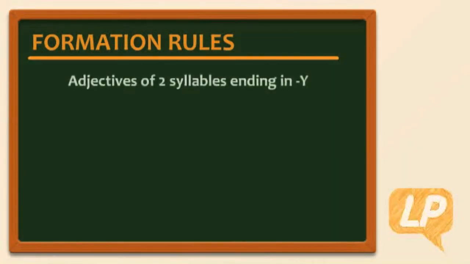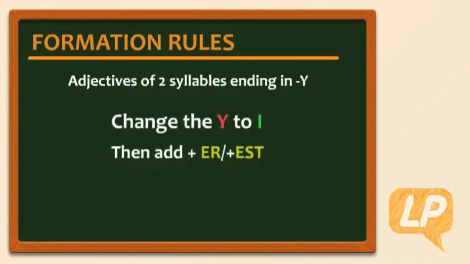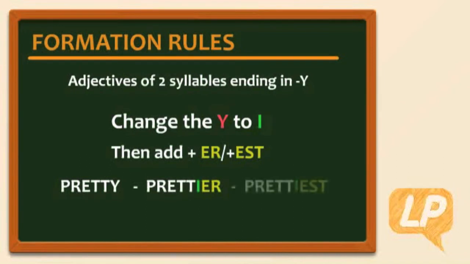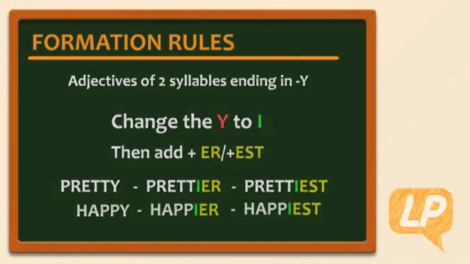When the adjective has two syllables and ends in Y, change the Y to I and then add ER for the comparative and EST for the superlative. Pretty, prettier, prettiest. Happy, happier, happiest.